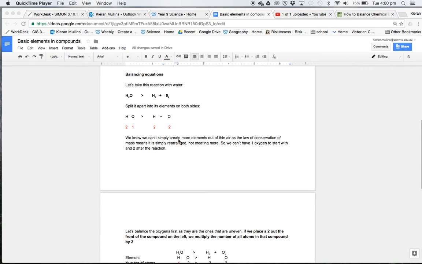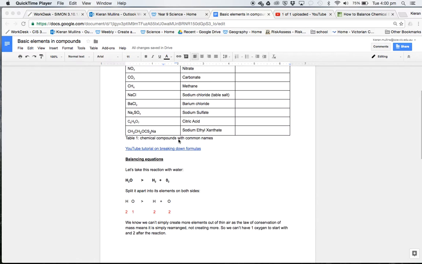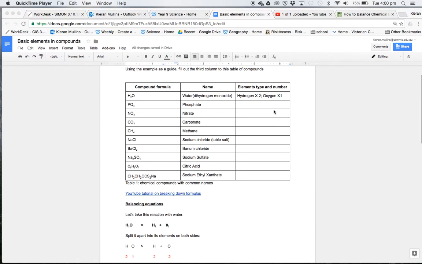Hi guys, so this is the second installment of balancing equations. The first installment is breaking apart and recognizing what formulas actually mean. Without that, it makes it very difficult to balance equations because you're not sure what you're looking at to balance. So you need to have done this beforehand if you're not sure about balancing equations. This step is pretty important to understand what these little twos mean.